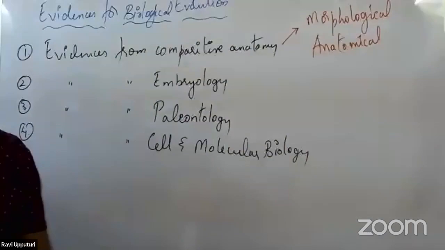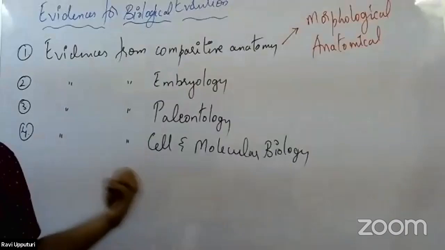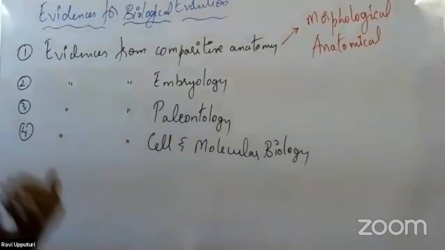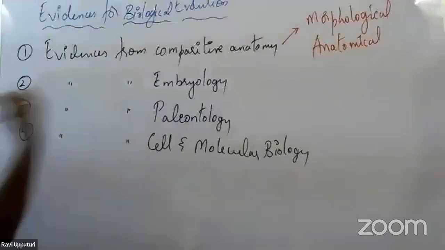The second branch is evidences pertaining to embryology. I hope all are familiar with embryology. It is a branch of science that deals with the study of embryos. So by observing the embryos of various organisms, we can correlate how exactly evolution has taken place. So this is the second thing we'll be studying.